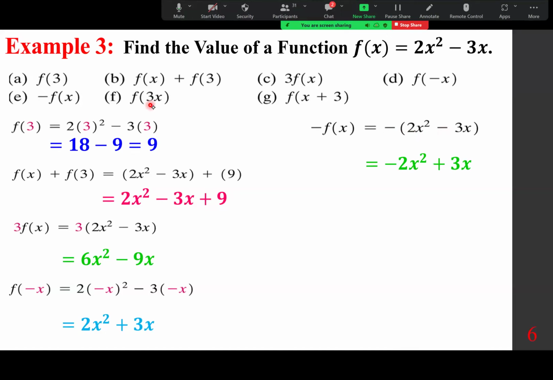f of 3x means replace the x with 3x here. So 2 times 3x quantity squared minus 3 times 3x. Of course, this is 9x squared. 2 times that makes it 18x squared minus 9x.